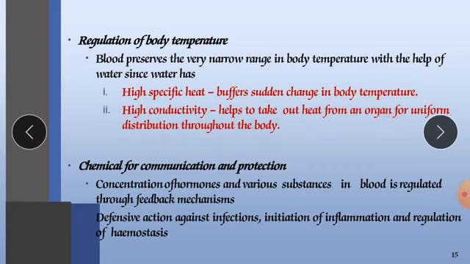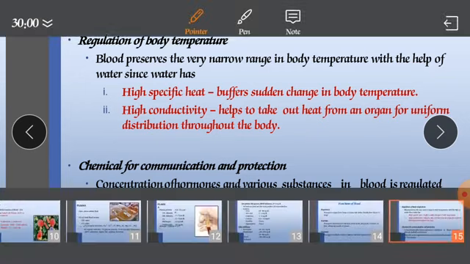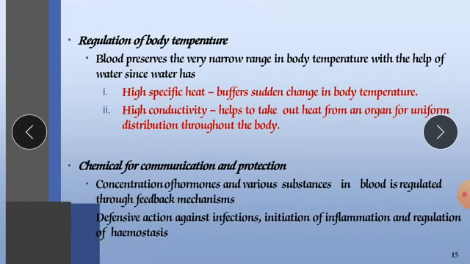Our blood is maintaining the major function of homeostasis. It maintains either pH or our temperature. So by high conductivity and specific heat, it maintains our body temperature as well as our pH. Next, chemicals for communication and protection. The concentration of hormones and various substances in blood is regulated through feedback mechanisms. We have several feedback mechanisms that we already discussed in the first unit.